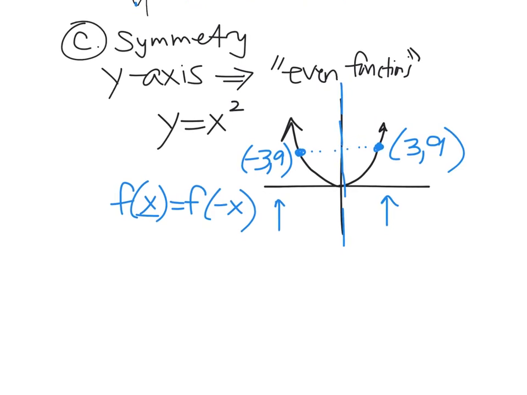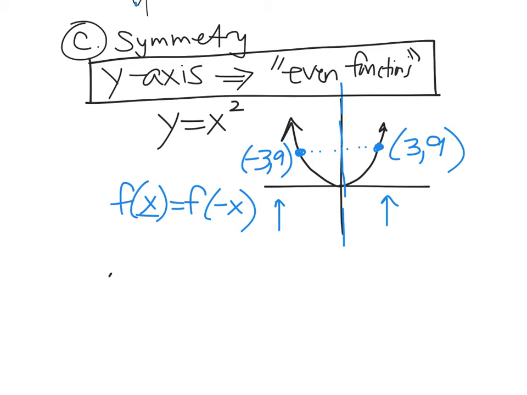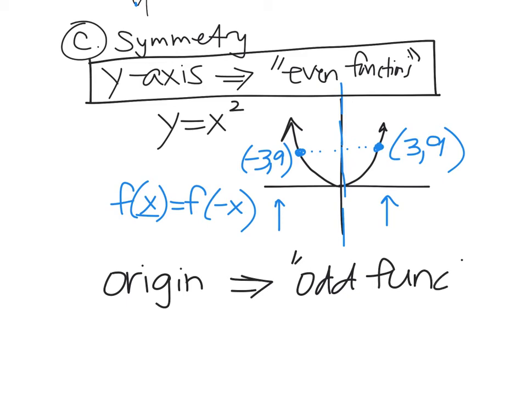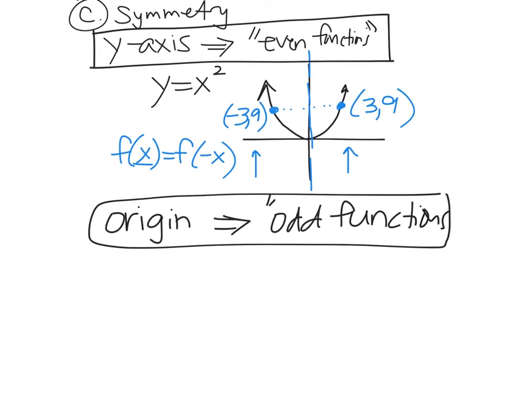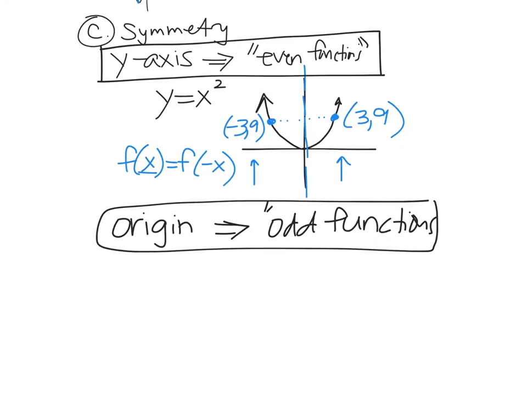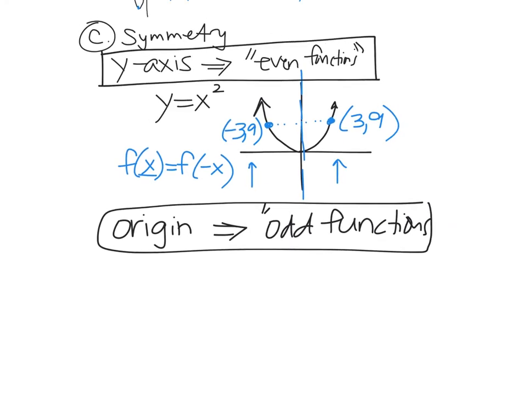Now, the other one is not reflected over the x-axis. Reflected over the x-axis, those are usually bad because those are not functions. But if I am going to reflect over the origin, origin is O, O is for odd functions. These are called odd functions. Okay? And then anything else would be neither. So even functions over the y-axis, odd functions over the origin. If you're symmetric or not symmetric over anything else, it's just a neither.